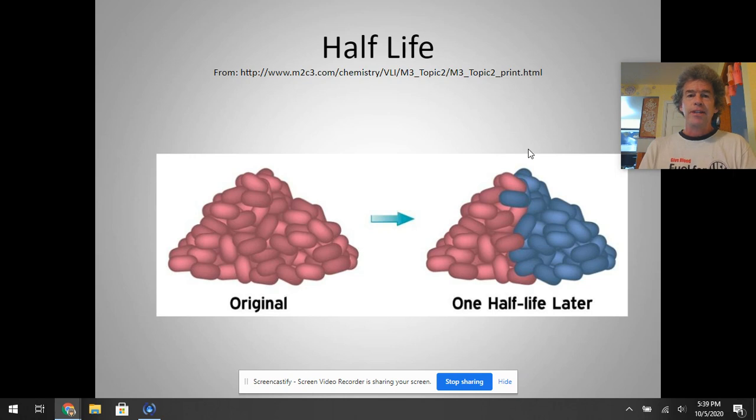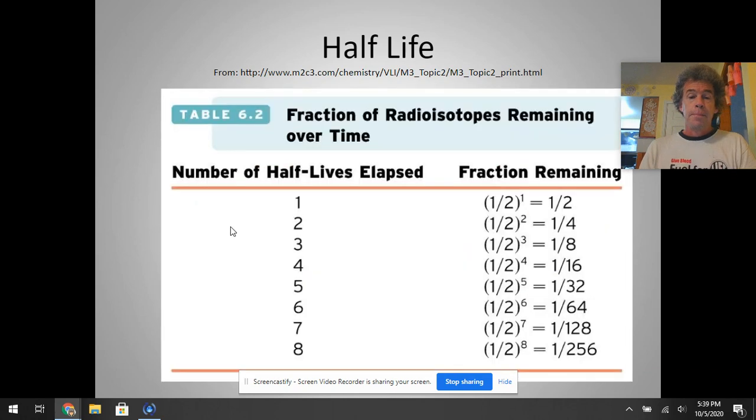Now, this happens at a regular known rate for different elements. And half-life is when half of the original element that was there has decayed, or the isotope that was there has decayed into its daughter product. So after 1 half-life, half of the stuff remains. 2 half-lives, a quarter of it does. 3 half-lives, an eighth of it does, etc.